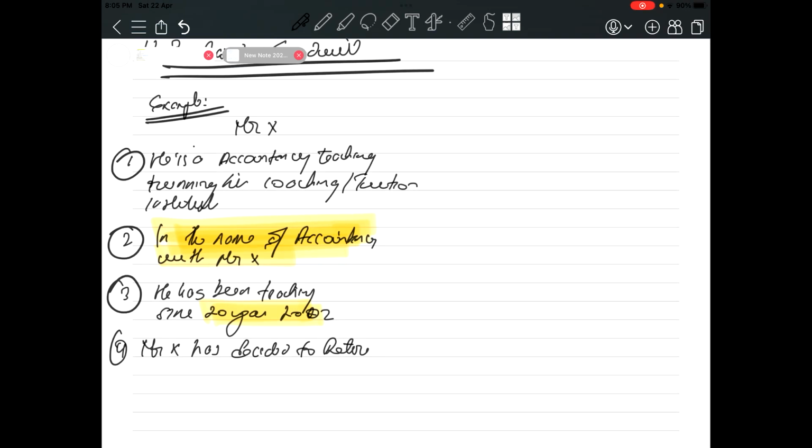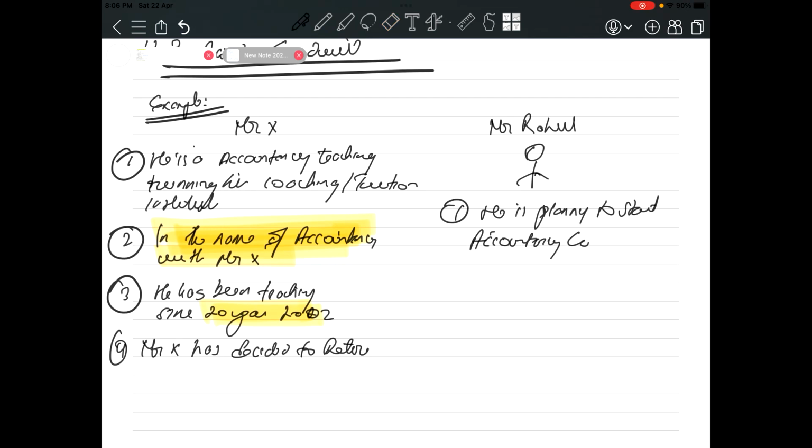Now there is another person called Mr. Rahul. Mr. Rahul is a young boy, just starting. He is planning to start accountancy coaching classes. You just have patience, just listen to this example, and all your doubts will be cleared.